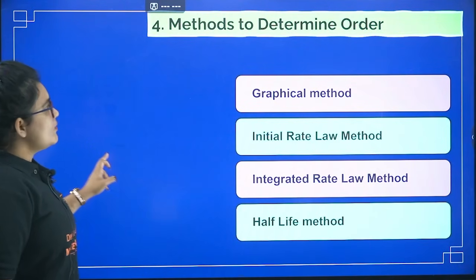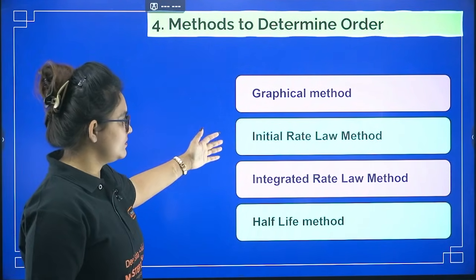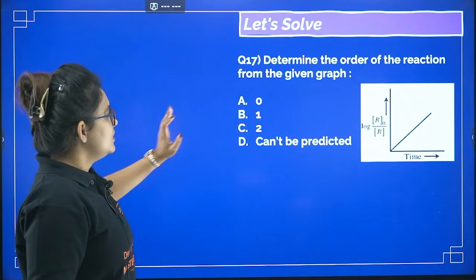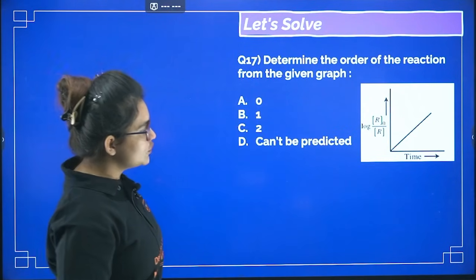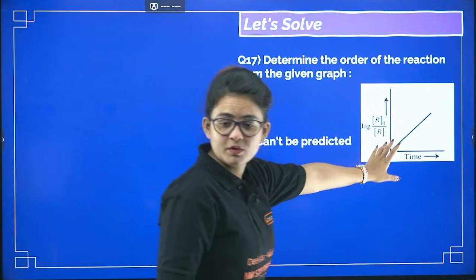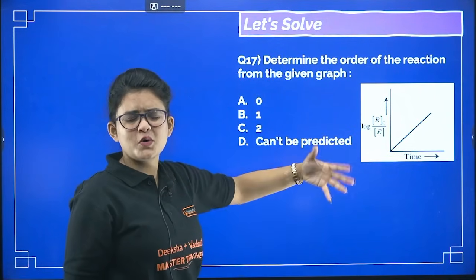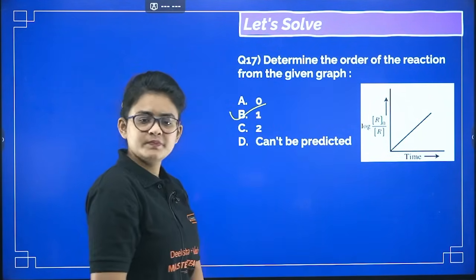Now methods to determine the order. Graphical method, initial rate method, integrated rate law, half-life method. Let's see one by one. Let's solve this type of problem. If you're just looking at the graph, you can now tell me what type of reaction this is. It is passing through the origin, C value is 0. What type of reaction? Yes, it's a first order reaction. We just did it, right?